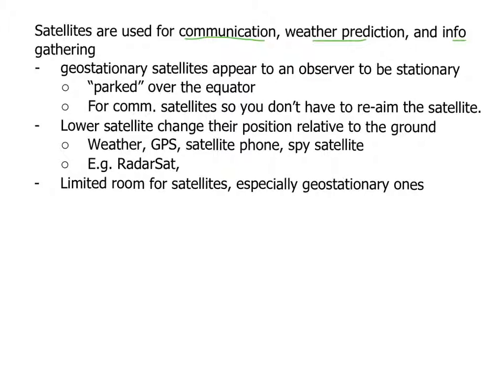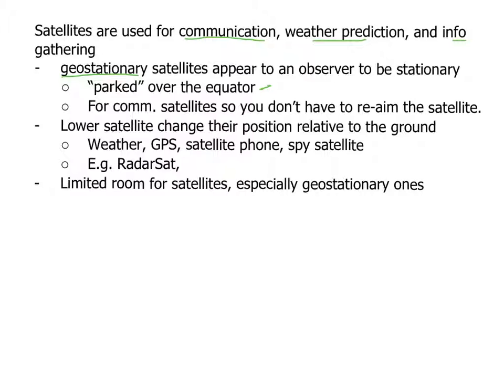Now, around the Earth, there are two kinds of satellites. The first kind is what we call geostationary. They appear to be stationary to an observer on Earth. This is really good for satellites for communication because you don't need to re-aim your satellite dish. So things like satellite TV use satellites that are in geostationary orbits. They appear to be parked, and they don't move over the sky.